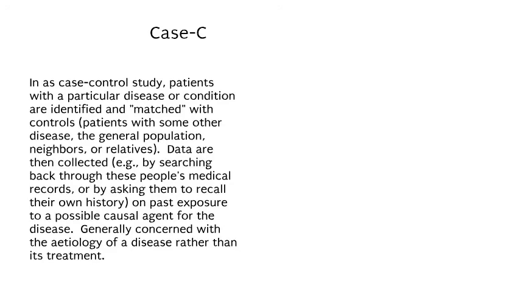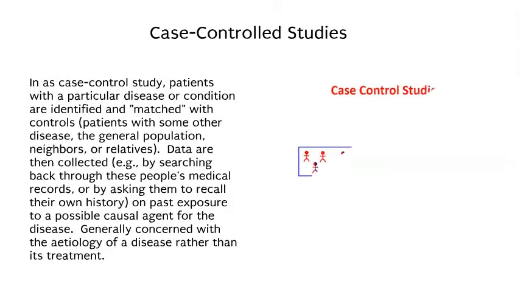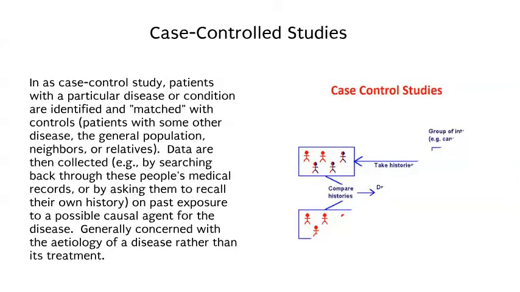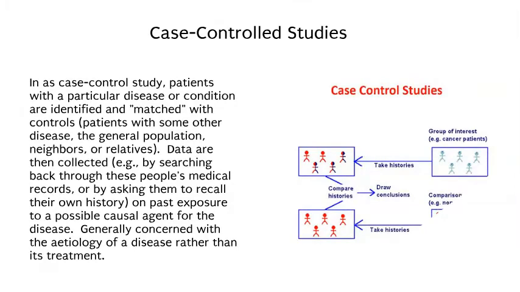Next are case control studies. In a case control study, patients with a particular disease or condition are identified and matched with controls: patients with some other disease, the general population, neighbors, or relatives. Data are then collected, for example, by searching back through these people's medical records or by asking them to recall their own history on past exposure to a possible causal agent for the disease, generally concerned with the etiology of a disease rather than its treatment.